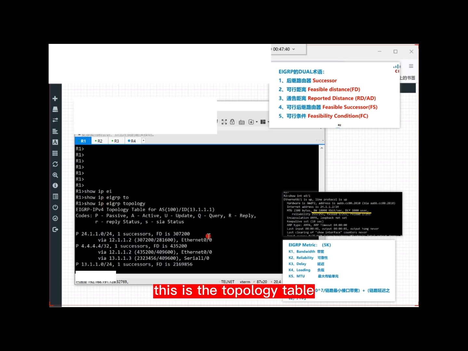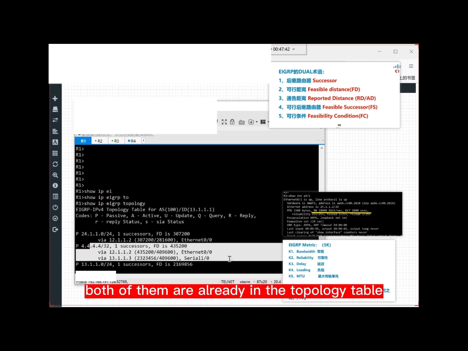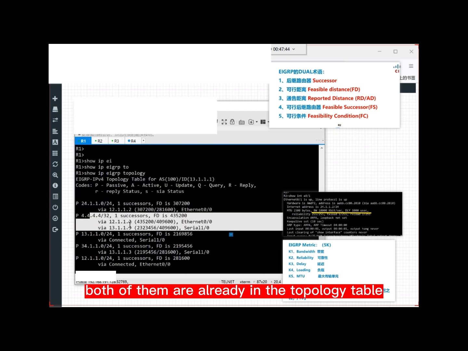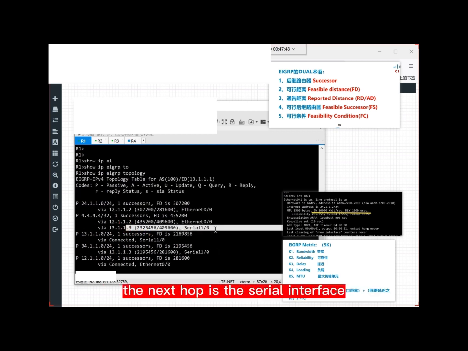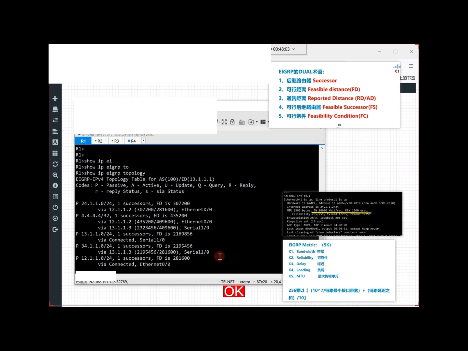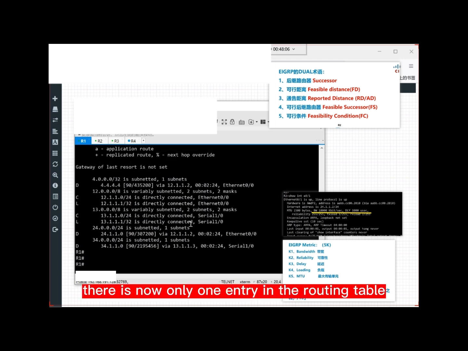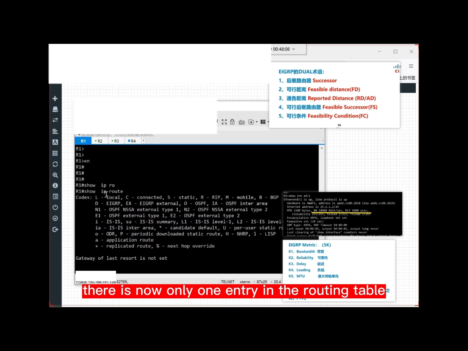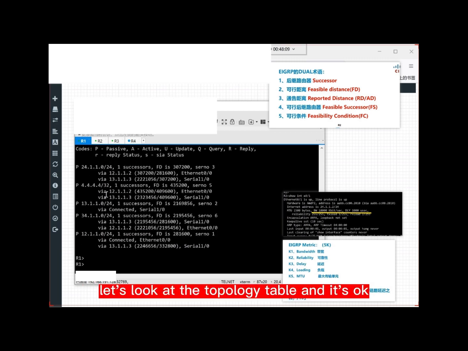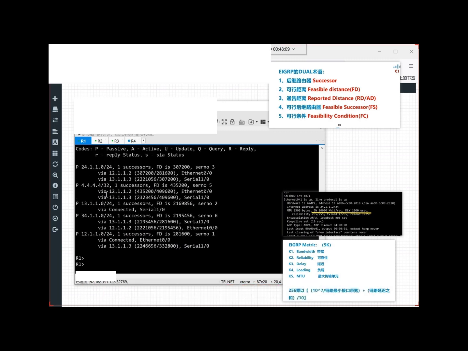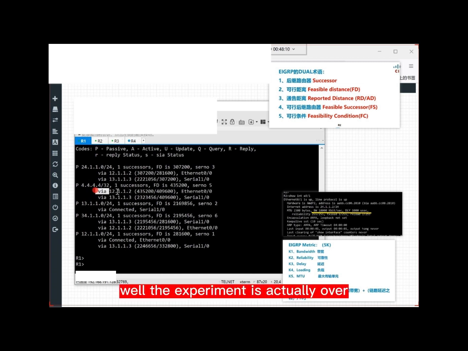This is the topology table. Both of them are already in the topology table. The next hop is the serial interface. Okay. We should not look at the routing table. There is now only one entry in the routing table. Let's look at the topology table and it's okay. It now appears in the topology table. Well, the experiment is actually over.